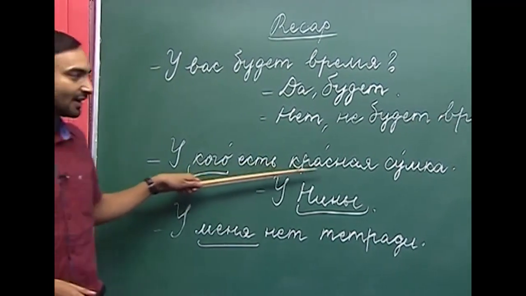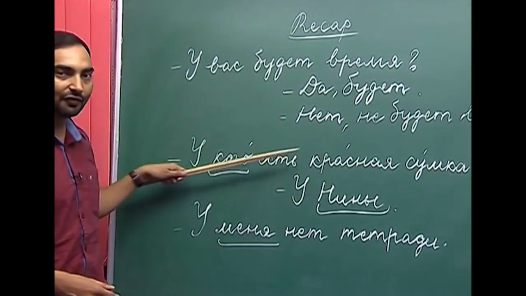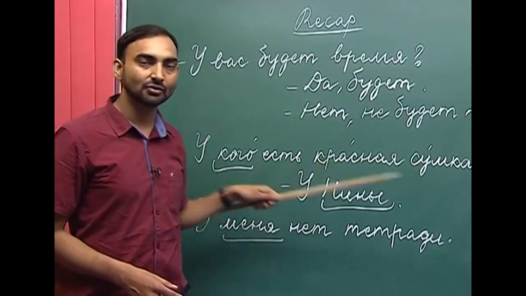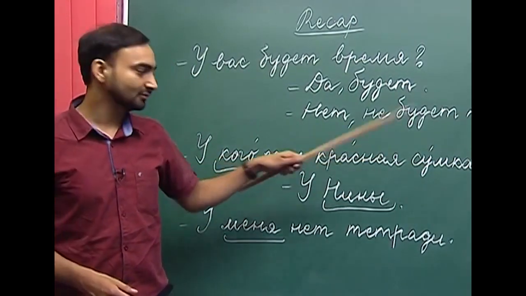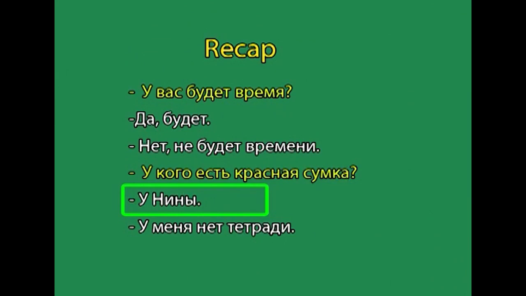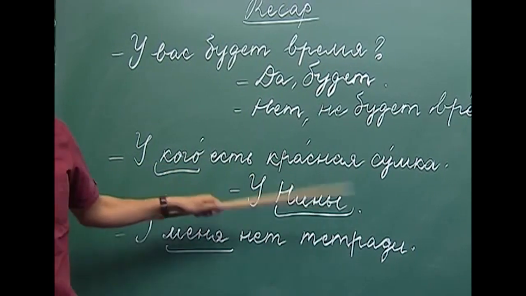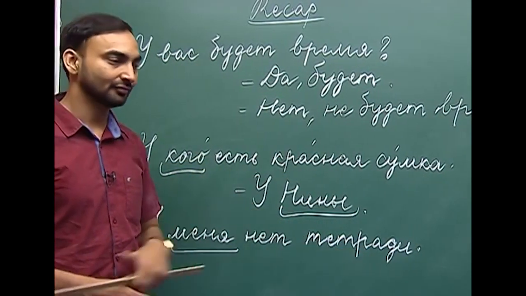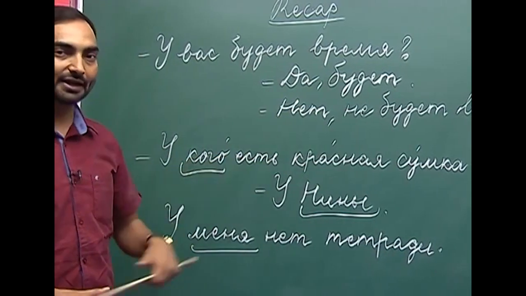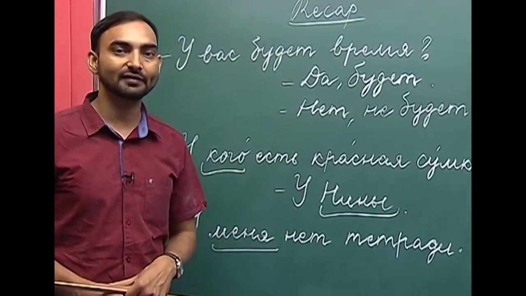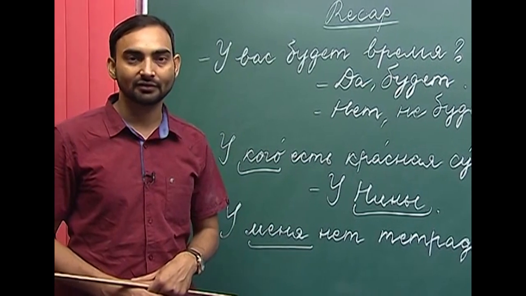У кого есть красная сумка? Who has got a red bag? У Нины. Nina has got a red bag. So, Nina has become Нины. So, A has been replaced with I. So, this was about the declension of singular nouns in the genitive case.